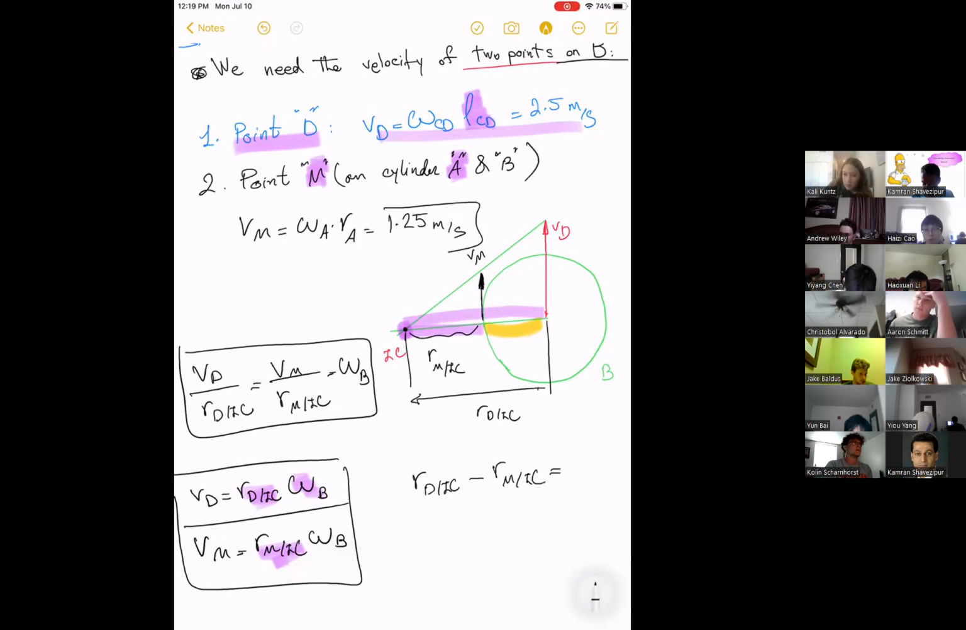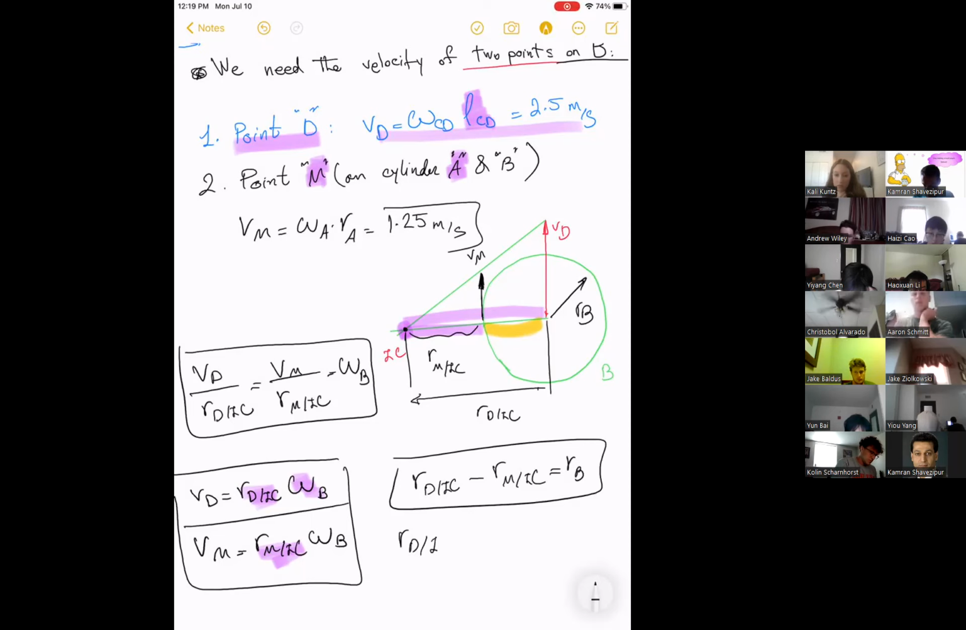This is part of the two. This is the radius of B, right? This is the radius of the cylinder. Equation number 3, you substitute, you solve it. Right? So technically, for example, you can get from here, RDIC is RMIC plus RB.